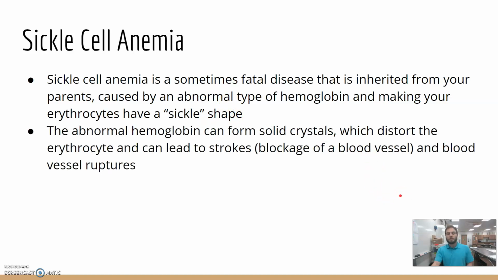This abnormal hemoglobin can form very solid crystals. Normally your erythrocytes are kind of rubbery and can bend a little bit, but with sickle cell anemia, they're pretty solid crystals, so they don't have any bend to them. As a result, as those erythrocytes are going through very, very small blood vessels, they can get caught. Normally your erythrocytes bend and fold to fit through that very narrow blood vessel, but sickle cells can't do that, so they can block that blood vessel and cause a stroke, and even rupture that blood vessel.